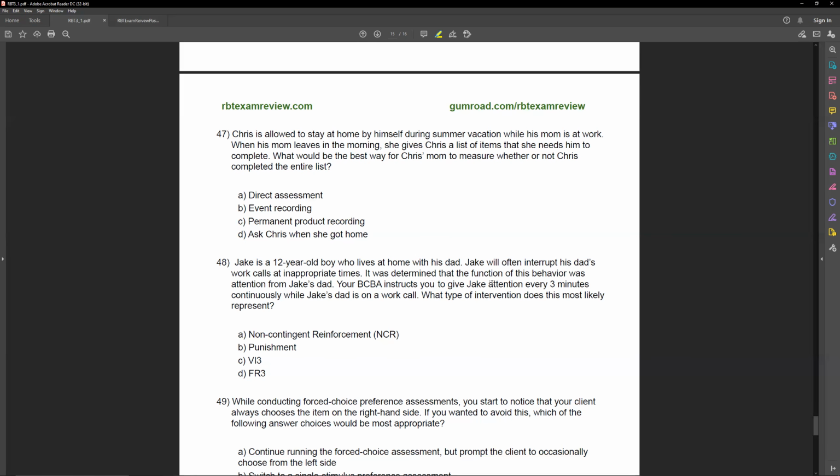She just has to wait until what? Until she gets home. And how is she going to do that? Well, obviously not directly, because she's at work. Obviously not event recording, again, not directly. She's at work. So what is she going to do? Well, she could ask him, but what could Chris do? Chris could lie and say he did it when he actually didn't. So that's not very accurate. That's not going to be very reliable.